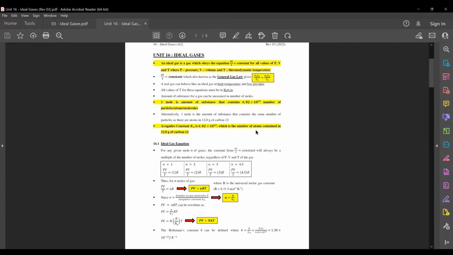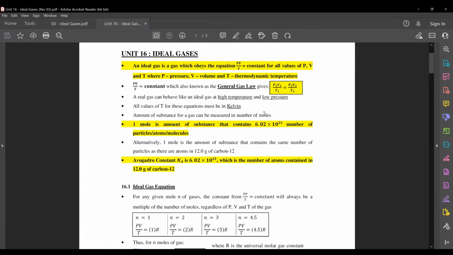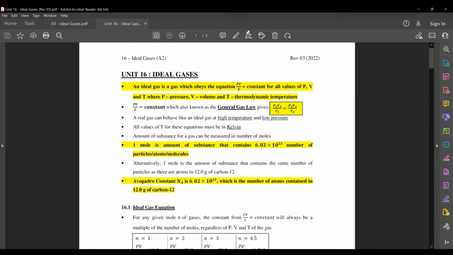Okay, ideal gases should be a pretty straightforward chapter if you're taking chemistry as your other A-level subject. Okay, so let's first start with what is meant by an ideal gas.